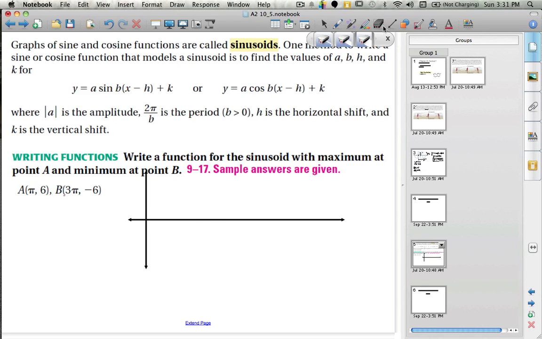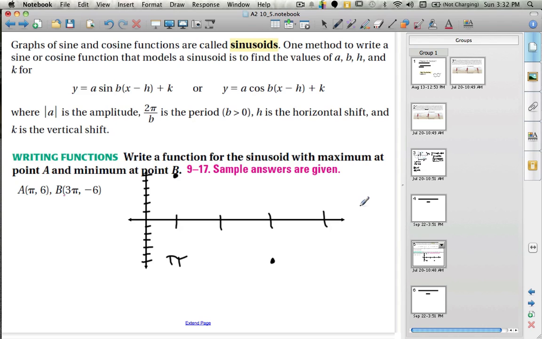At pi over 6, and so let's say we have pi, 2 pi, 3 pi, 4 pi. So at pi, I have 1, 2, 3, 4, 5, 6. Pi over 6 is there. And over at 3 pi, negative 6, 1, 2, 3, 4, 5, 6, there's a minimum right halfway between.